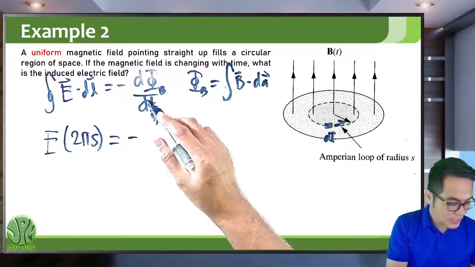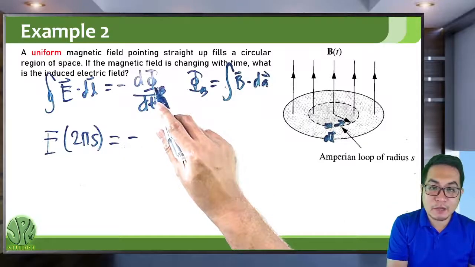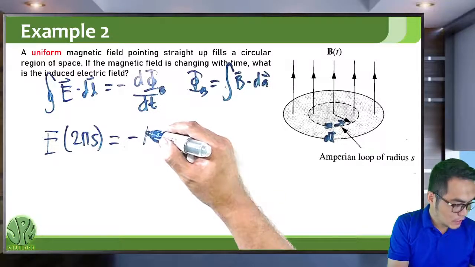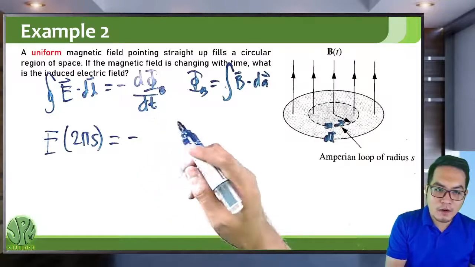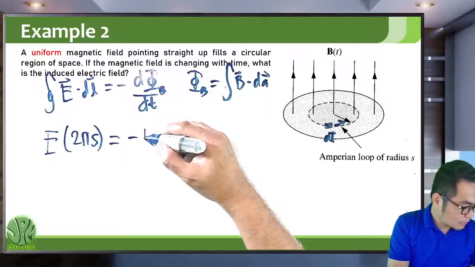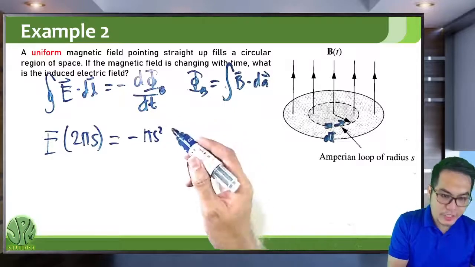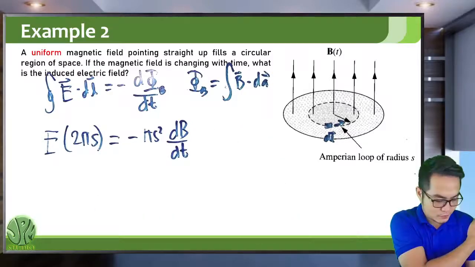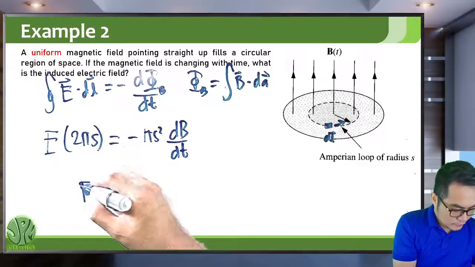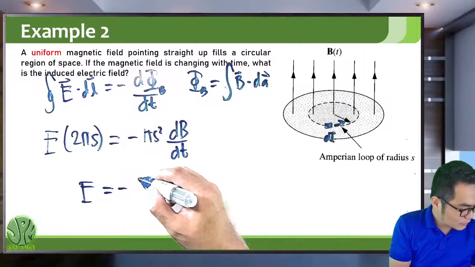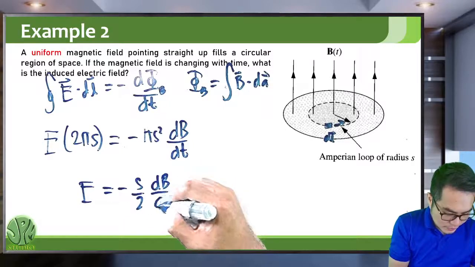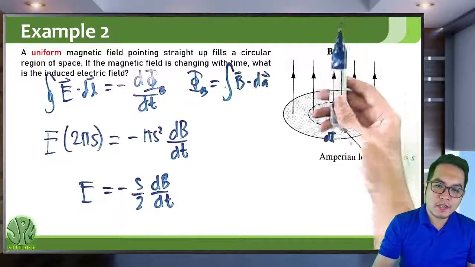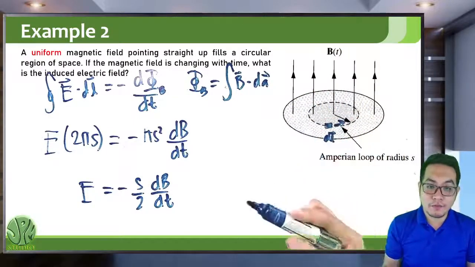So basically this is the derivative of B times A. But the area of the loop is not changing, only the magnetic field. Therefore, I can take out the area. The area of our loop, a circle, is pi r squared, or in this case, pi s squared. I take the area out of the differentiation and I'm left with dB dt. So the electric field magnitude is s over 2 times dB dt, and its direction, assuming this is the positive z direction, is the direction curling around z, the phi hat direction.